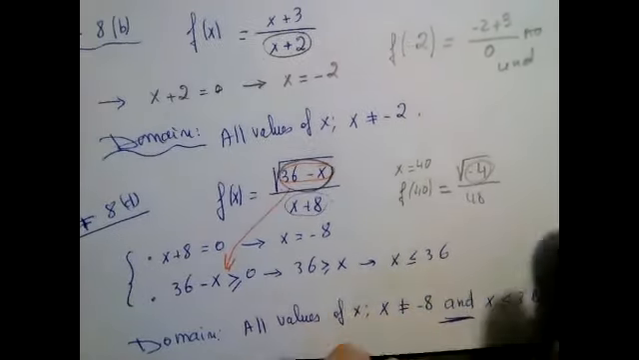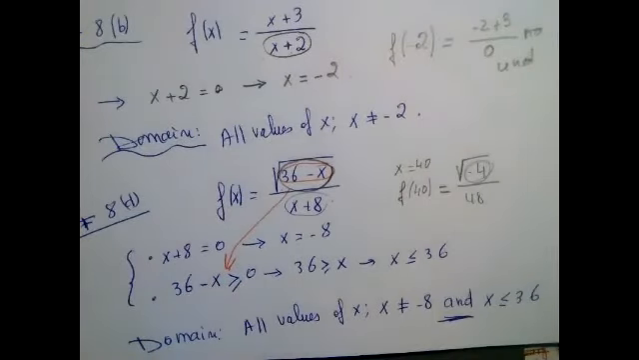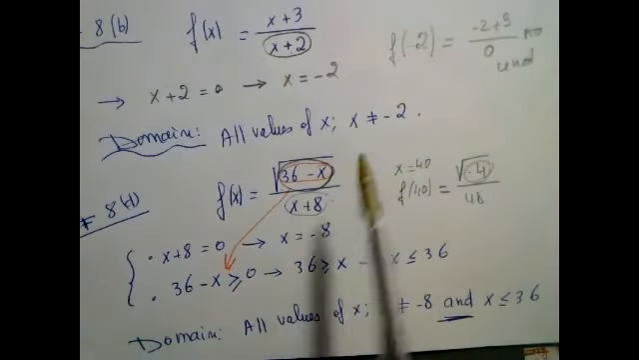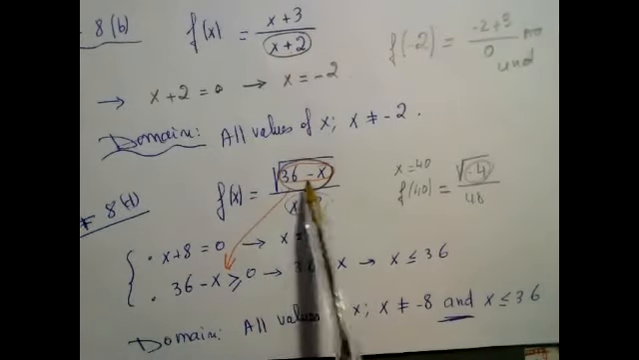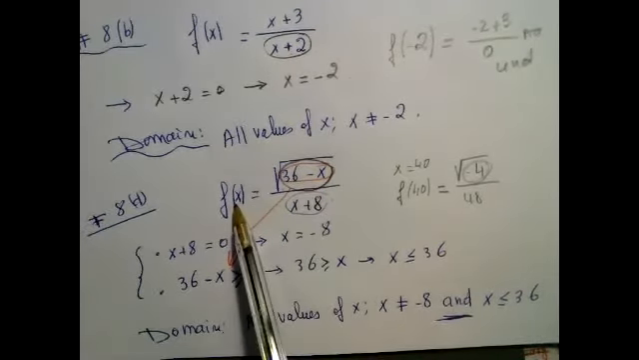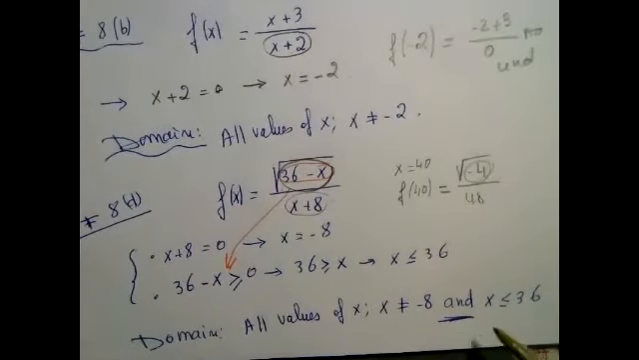So that's the piece that Maddie missed. We need two conditions because there is a square root, so I cannot have a negative. Which x's can I put here to give me a number? It has to be less than or equal to 36, and it cannot be -8. Okay.